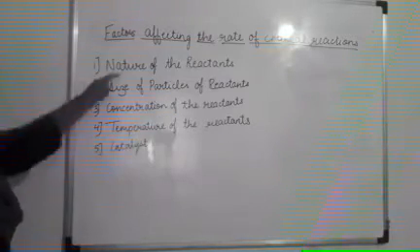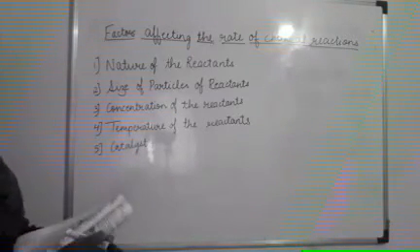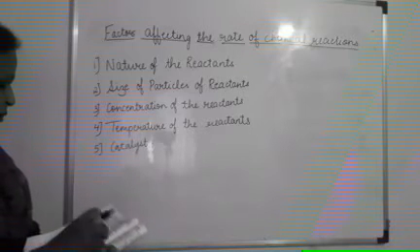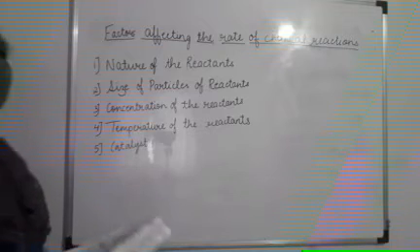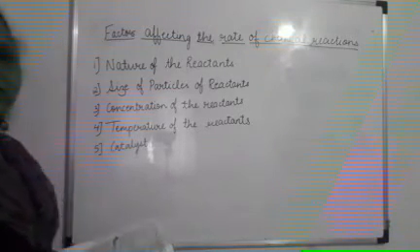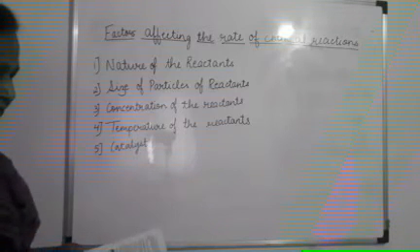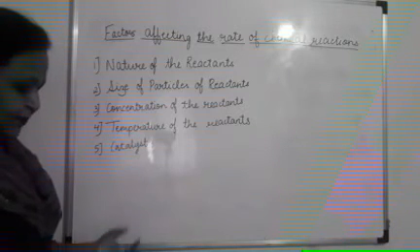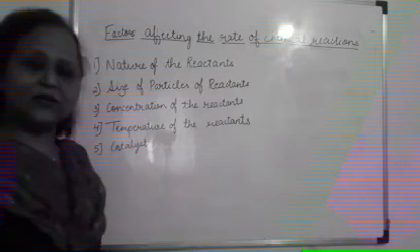The first is the nature of the reactants. Here we are going to see a small experiment. What happens when metals like aluminum, that is Al, and zinc, that is Zn, react with dilute hydrochloric acid, that is HCl? Here you can see that the reaction of aluminum is faster as compared to zinc.